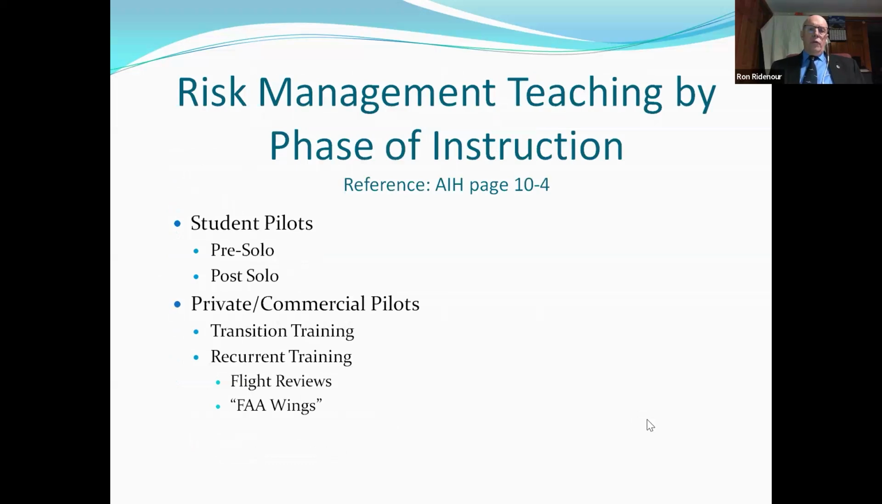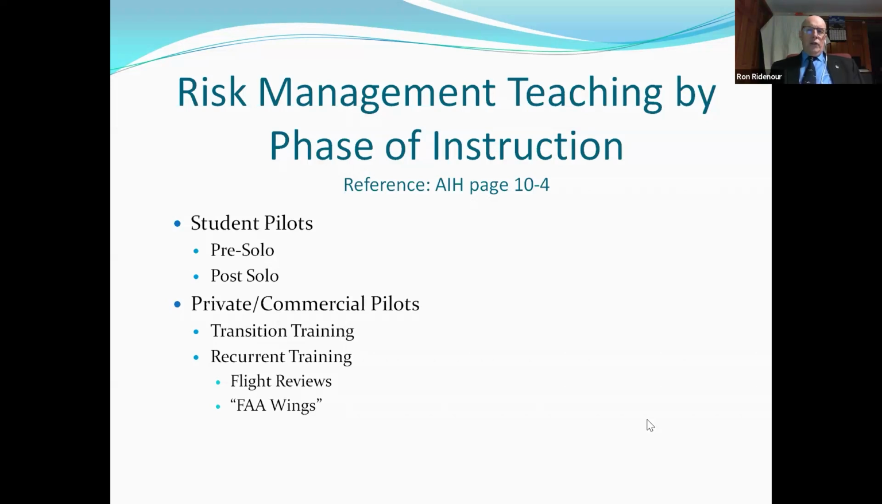So, manage risk management by phase of instruction. We have student pilots, both pre-solo and post-solo. When student pilots are pre-solo, they're dependent upon you to help them manage that risk that they're taking, or any risk that they might take. In fact, they're depending on you because you're the one largely making those decisions.